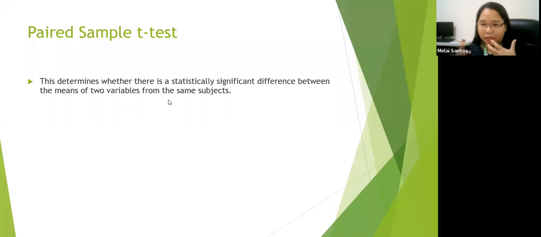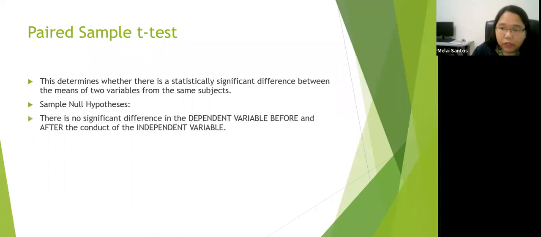We will ask them to watch something and then we will see if there will be a difference between the reading comprehension in the beginning and after that. So if you plan to do an intervention, say a program that you want to test and check if it's effective, then you can make use of the paired samples t-test. There is a check at the beginning and another assessment at the end. That's called paired samples t-test. The null hypothesis: there is no significant difference in the dependent variable before and after the conduct of the independent variable, because there is an intervention in the middle.